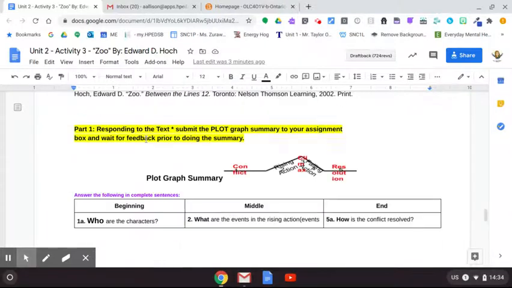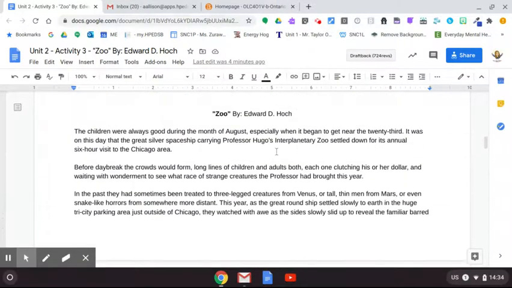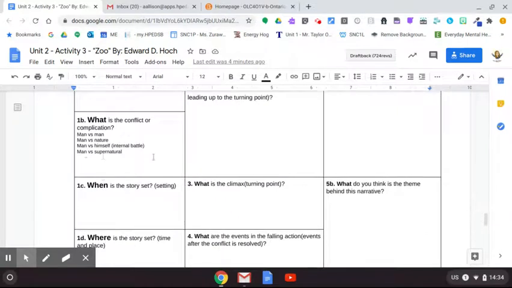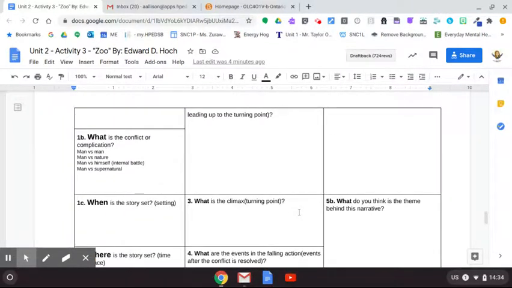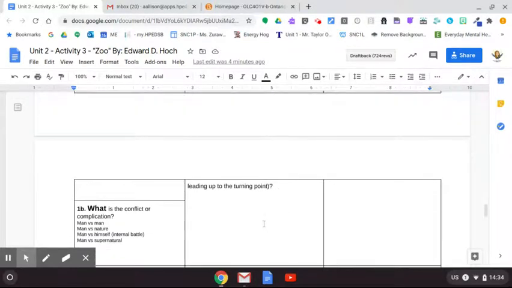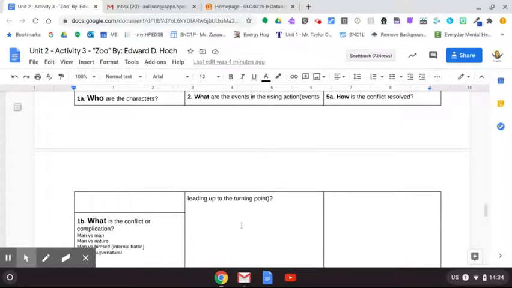It's all centering around this interplanetary zoo that's coming. And so the conflict could be man versus supernatural, to see how it's going to work out when these creatures from another world come to Earth and the Earthlings get to see them. So in terms of the rising action, we've got to think about what the turning point is next. What are the events that happen before this turning point?